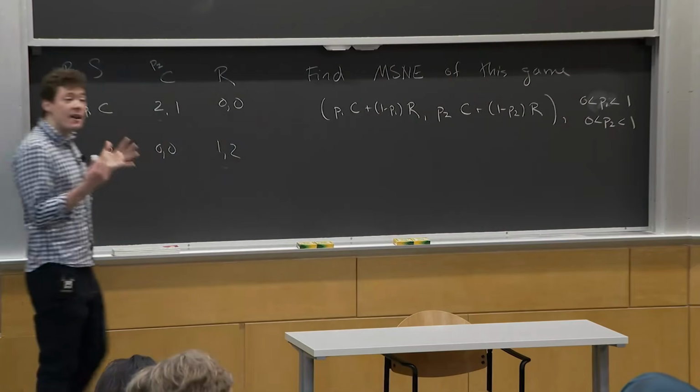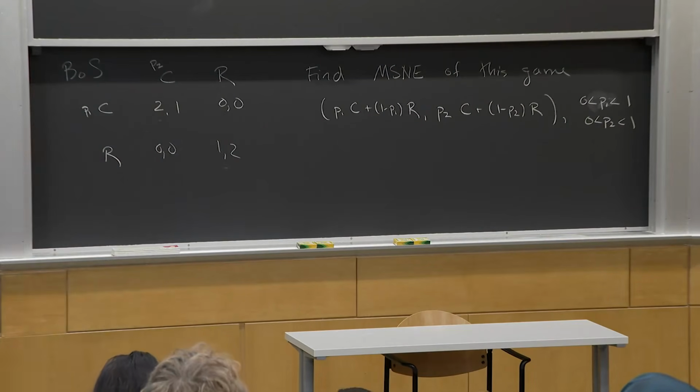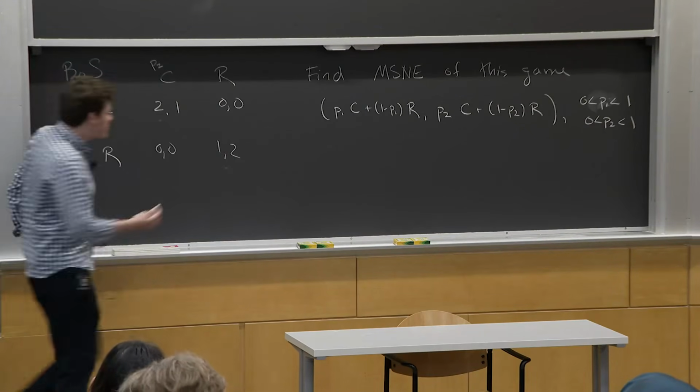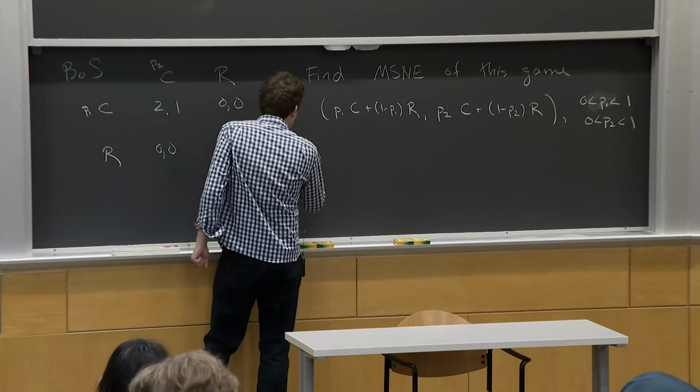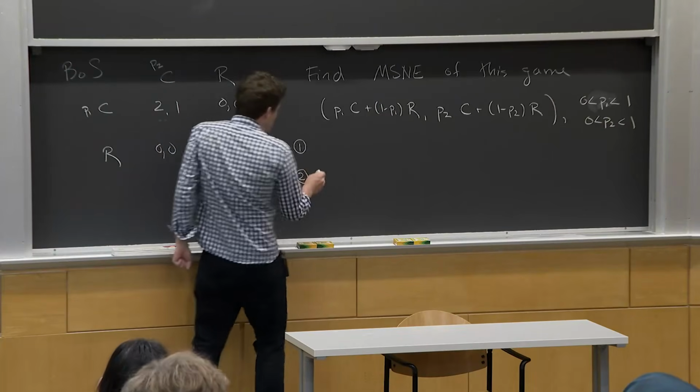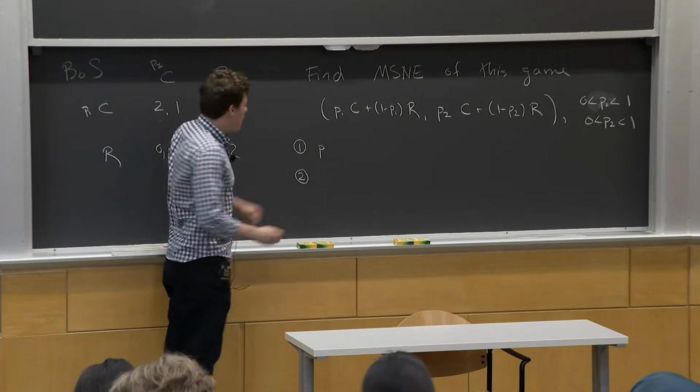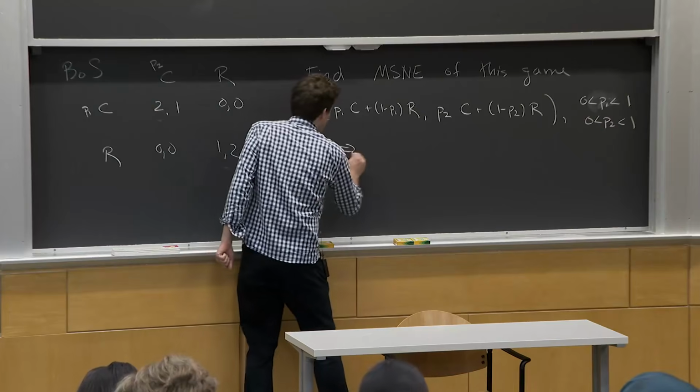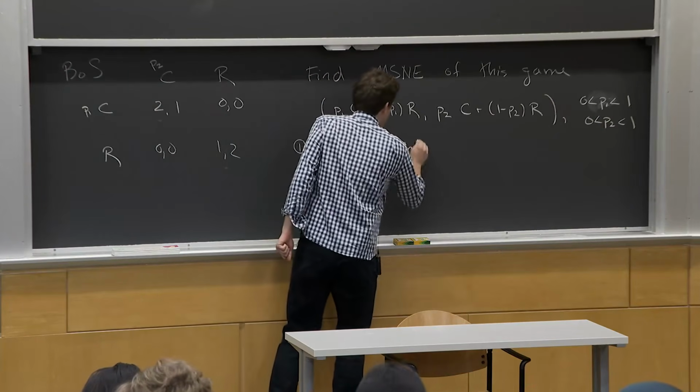So the way that we as the analyst often solve for an equilibrium like this is we look for mixing probabilities that make the players indifferent, right? So let's look at this. There's 2 steps. So the mixture P1 must make player 2 indifferent.